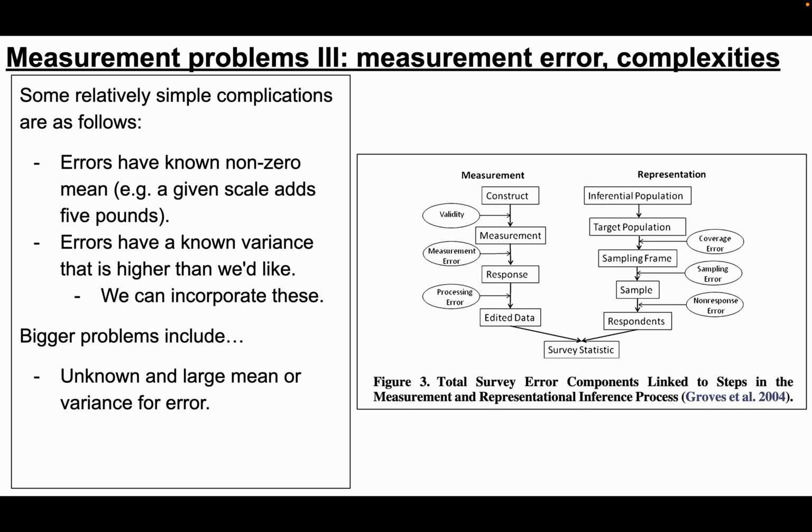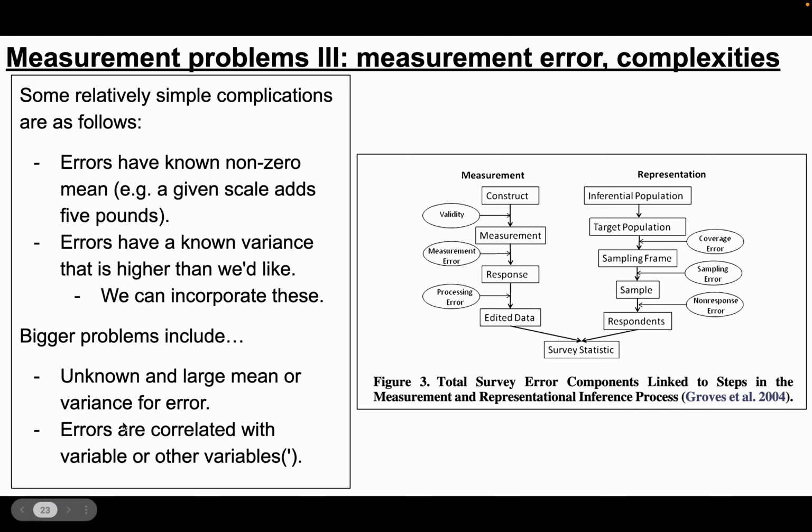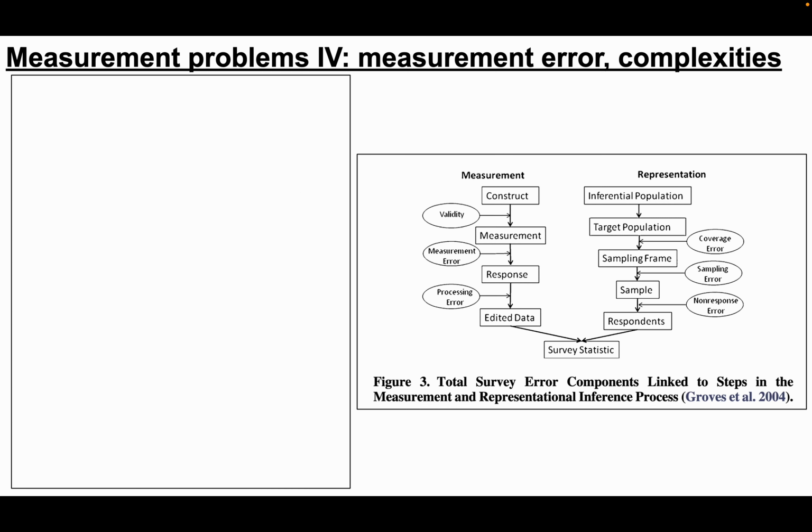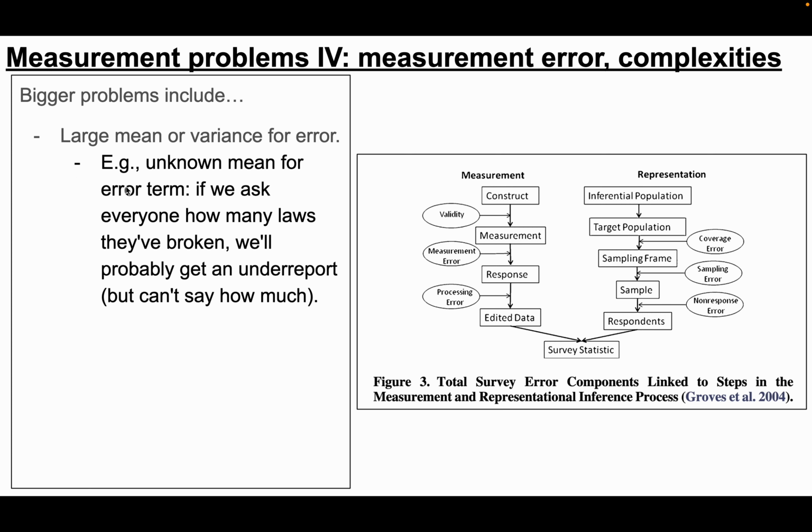And if you have errors that are correlated with the variable or other variables, or the errors of other variables, those can all be problematic. So what would that look like? Well, let's get to the examples. The example I gave before, the large mean, for instance: if you ask everyone how many laws they've broken, you'll probably get an underreport, but you may not be able to say how much, right? The errors might be correlated with the variable or other variables.